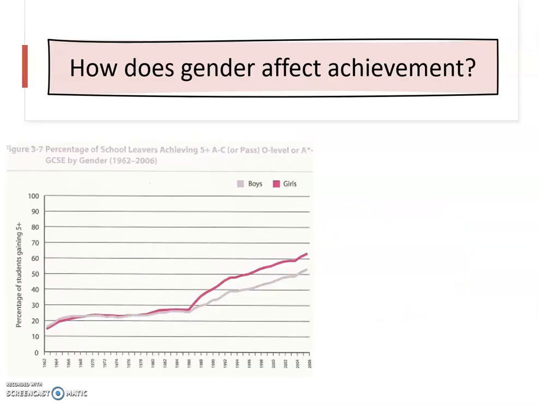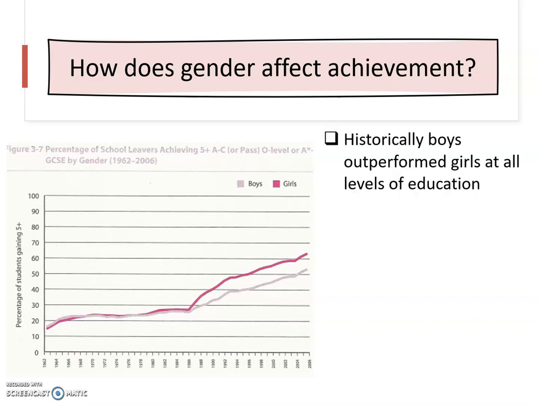So, how does gender affect achievement? If you look at the graph on the left-hand side of the screen, this shows the percentage of students achieving 5 A to C grades from 1962 all the way to 2016. You can see how previously boys started off achieving higher than girls. Girls then overtook, and when we got to the 80s, they started to take a lead. Historically, boys have outperformed girls at all stages.